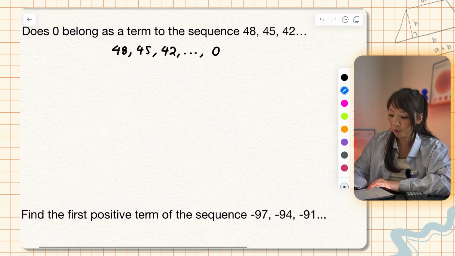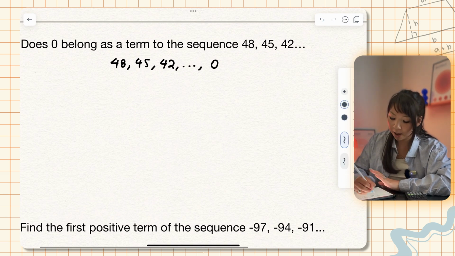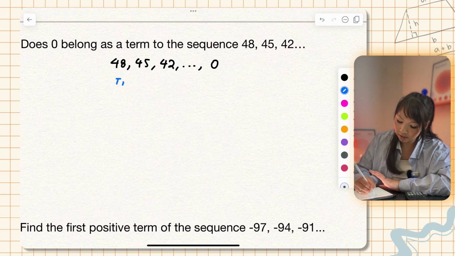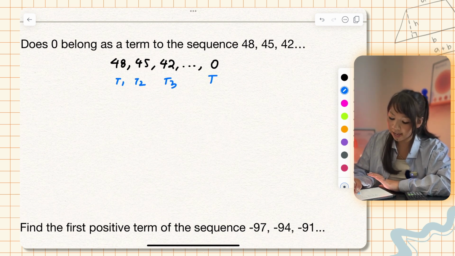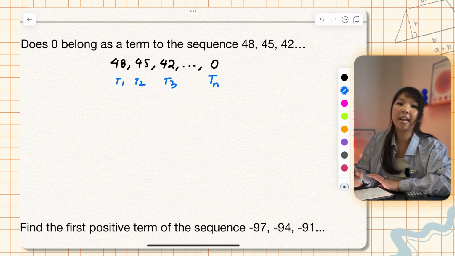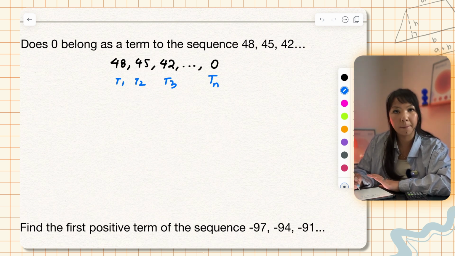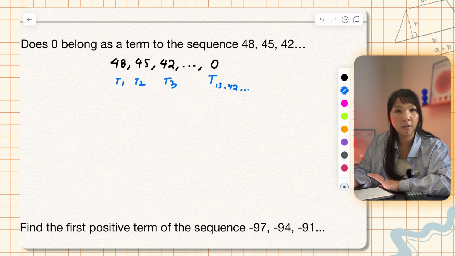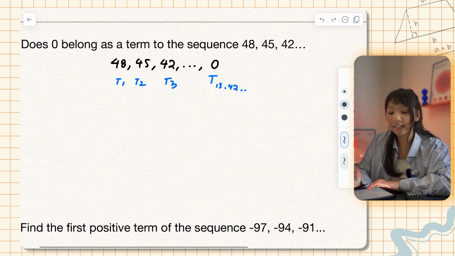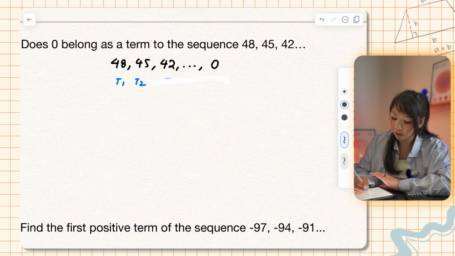Now, the way that you determine if 0 is a term or not, so let's say hypothetically, in a dream world where it is 0, what that means is, if I write that this is the first term, second term, and third term, it means that this 0 is going to correspond to an n value that has to be a whole number. So it has to be like the 10th term, the 12th term. It cannot be the 13.42 term. That means that it's not going to work. It has to be a whole number value.